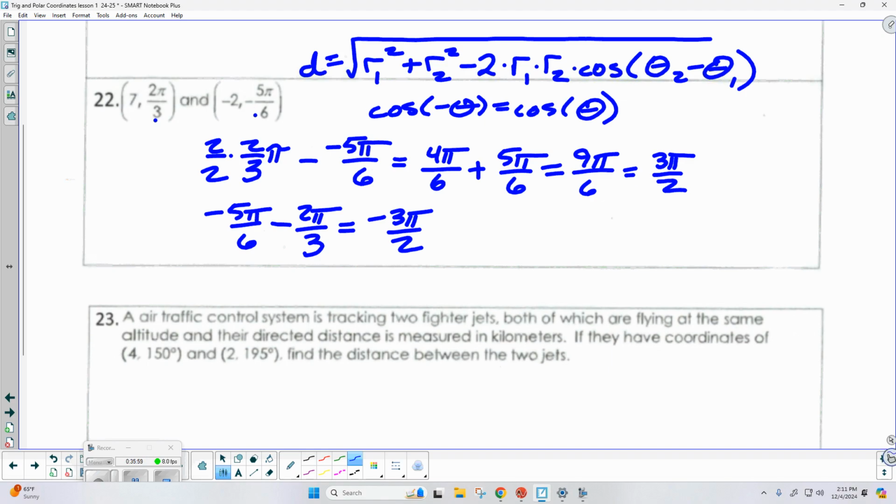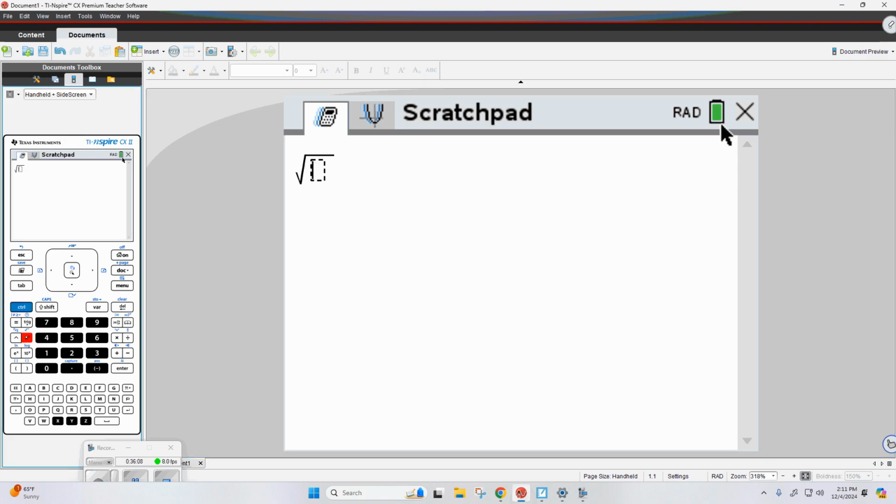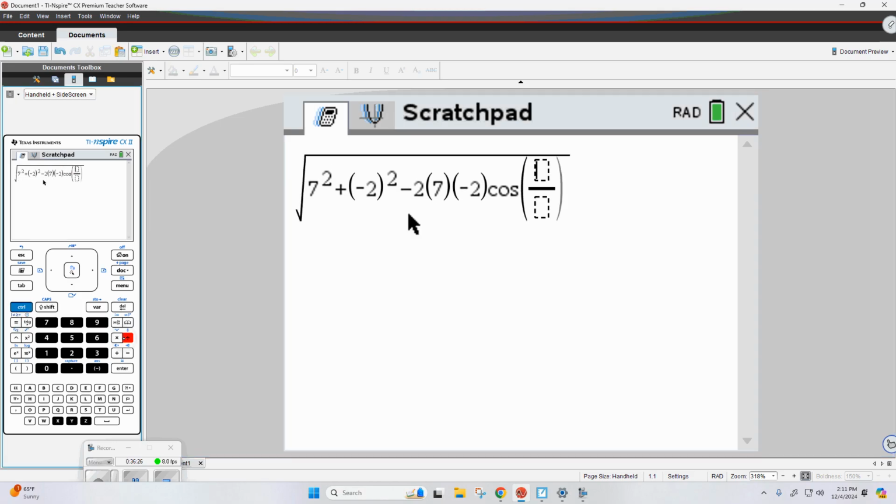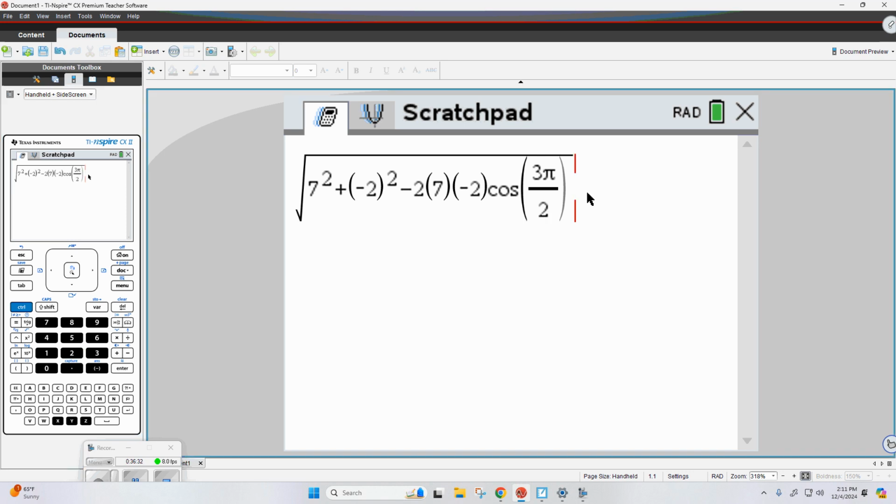Okay. All right, so we've got my difference here. Let's plug everything in. Let's see what we got. So control divide. Here we go. So 7 squared plus, now especially if it's a negative radius, I would encourage you to go ahead and put that in parentheses. Minus 2 times 7 times negative 2 times the cosine. And what do we get? 3 pi over 2. There we go. Okay, so let's round this to the nearest hundredth. Okay, what should I get when I push enter?